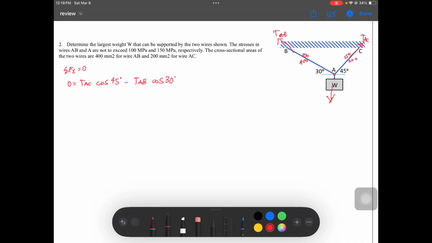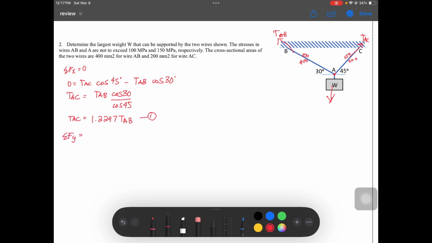Let's isolate si TAC nga. TAC is equal to TAB cosine 30 over cosine 45. Let's just simplify this equation. TAC is equal to 1.2247 TAB. So, let's call this equation 1.